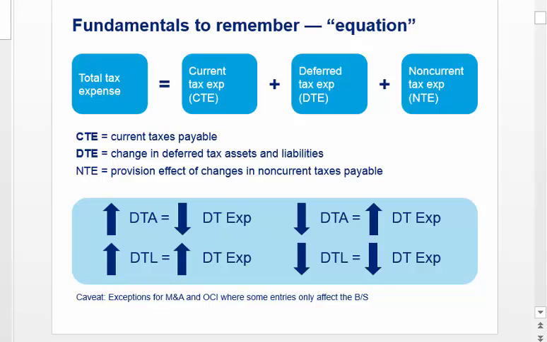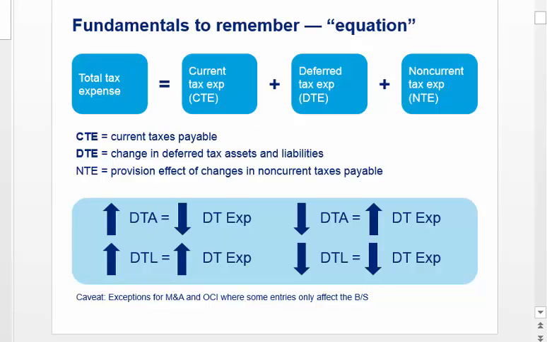Okay, so step 7, computing the total provision. So you have seen this slide before. This slide simply summarizes the components of the total provision broken down into three pieces. All right, the current expense, and the current expense is just what you expect to owe on your tax return.